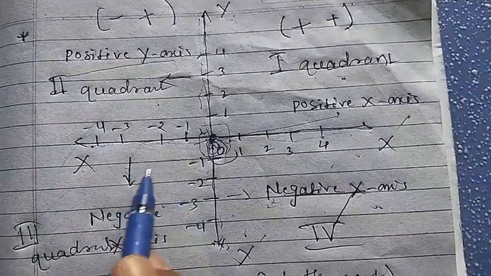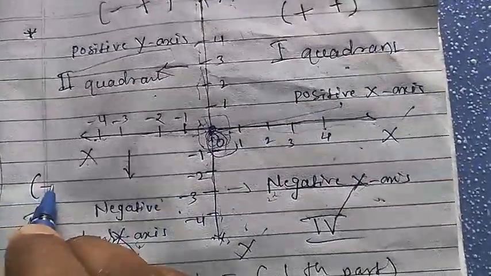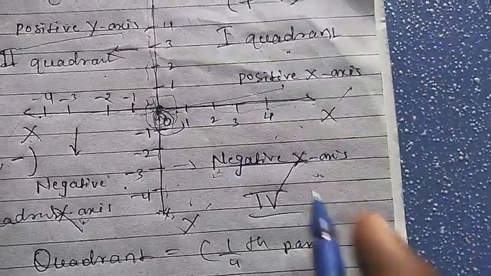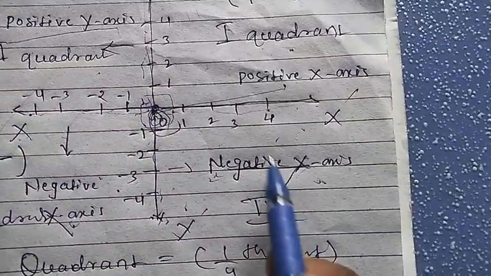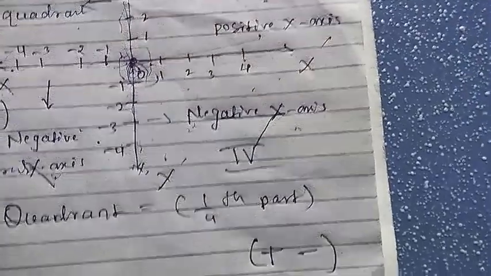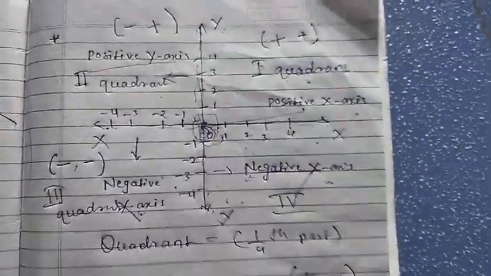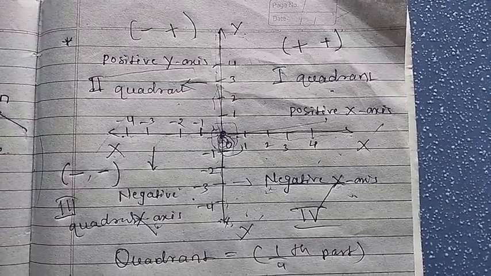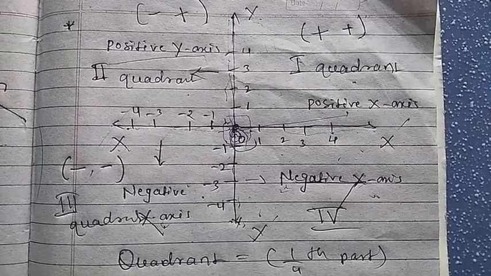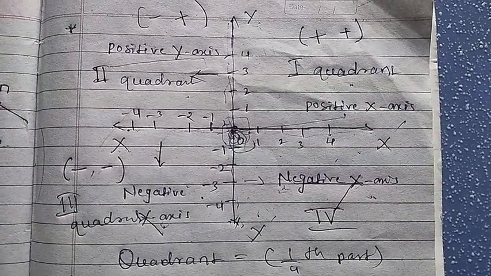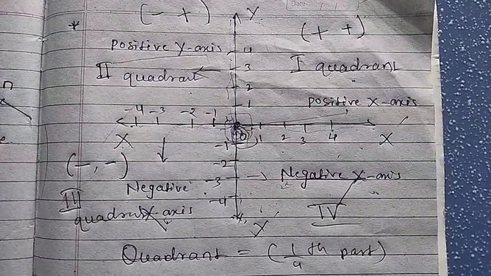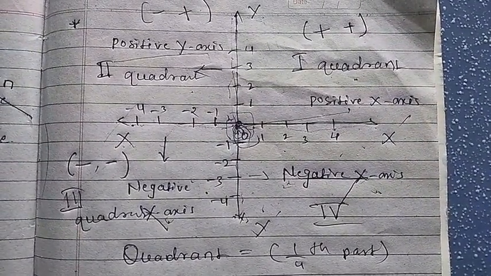Clear? Then come to this one. Here X is negative and Y is also negative. Then what about the fourth quadrant? See, X is positive and Y is negative. Remember the signs of the four quadrants of the Cartesian plane. Clear? I think you understood this. See that you have to copy all these points and read them again and again. Then you can remember these important points.